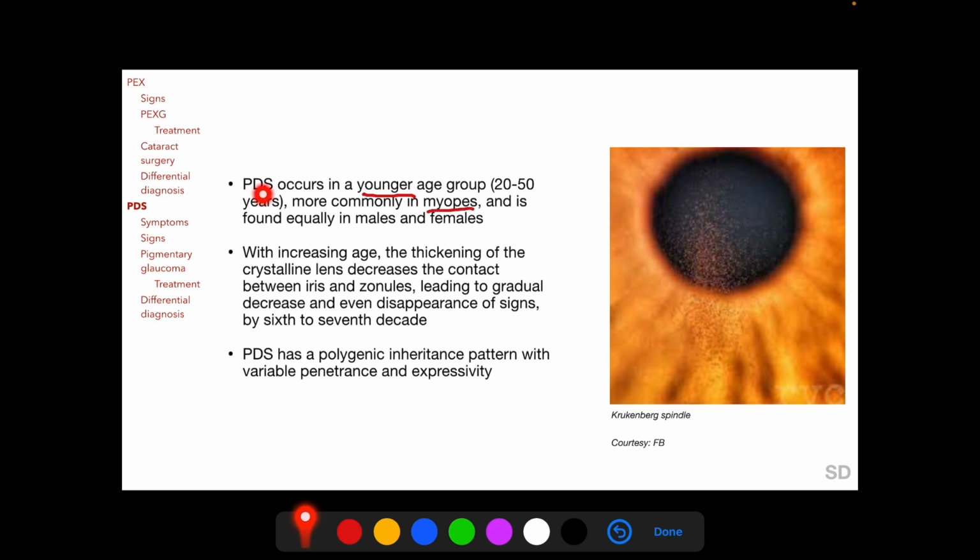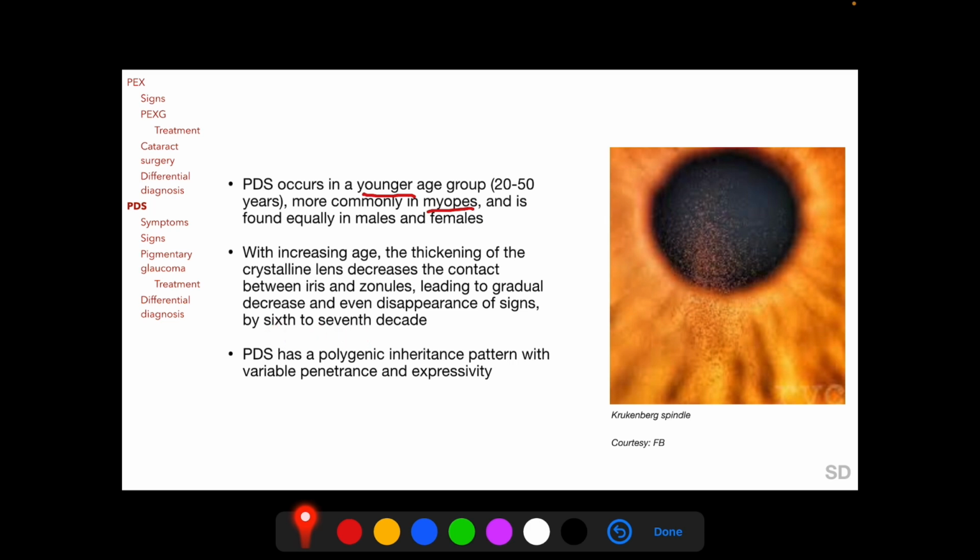Pigment dispersion syndrome is found equally in males and females, but glaucoma due to pigment dispersion syndrome is much more common in males than in females, as we will discuss. With increasing age, the thickening of the crystalline lens decreases the contact between the iris and the zonules, leading to gradual decrease and even disappearance of signs of pigment dispersion by 6 to 7 decades of life.